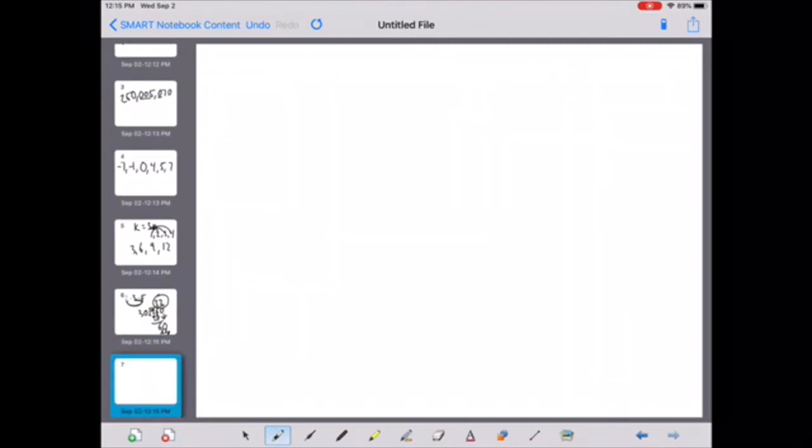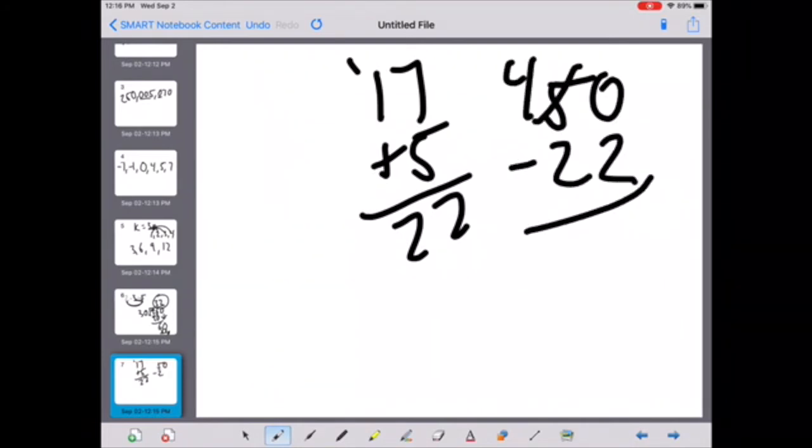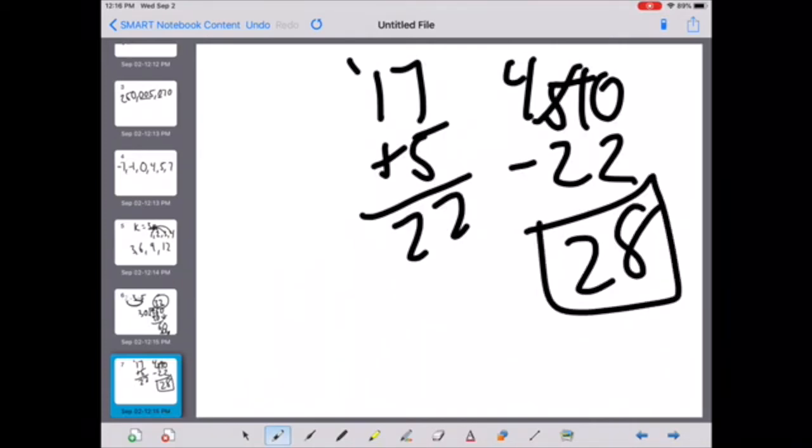Number 12, missing something in addition, I subtract. But before I can subtract, I have to add the two numbers they gave me together. So I have 17 plus 5 equals 22. I then take 22 and subtract it from my 50. Cross out, borrow, 10 minus 2 is 8, 4 minus 2 is 2, and I get an answer of 28.